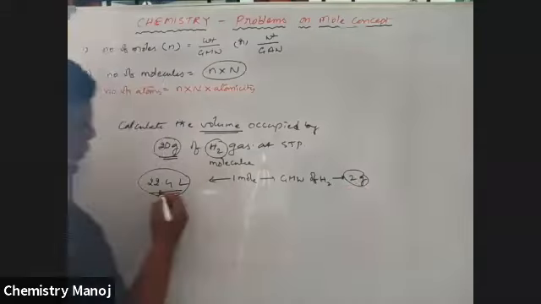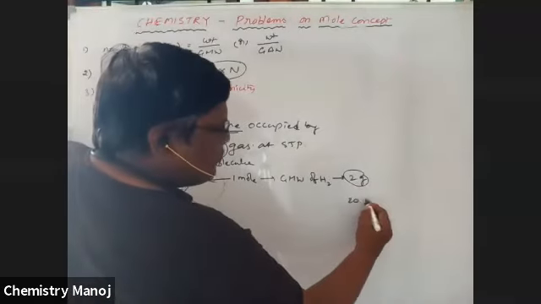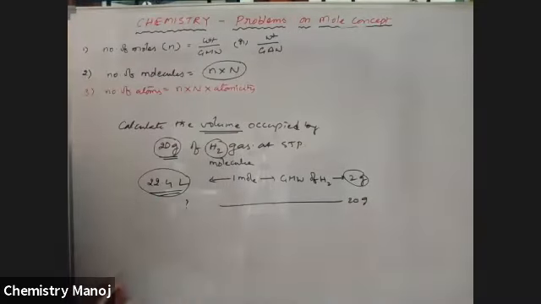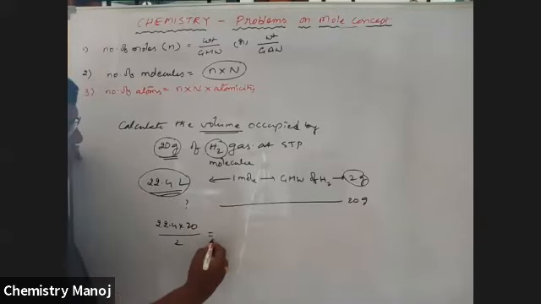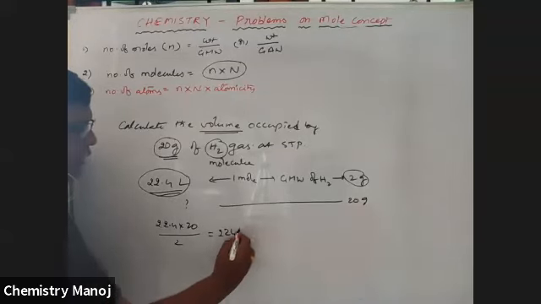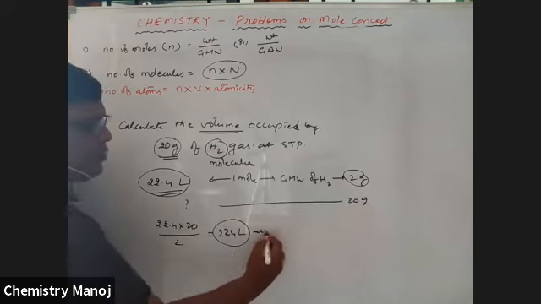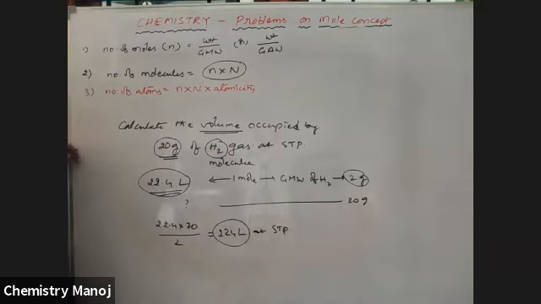For example, if it is 20 grams, 2 grams occupies 22.4 liters, so 20 grams occupies how many liters? That is 22.4 into 20 by 2. Cross multiplication, which is equal to 224 liters at STP. So mind it is in liters. 224 liters at STP.